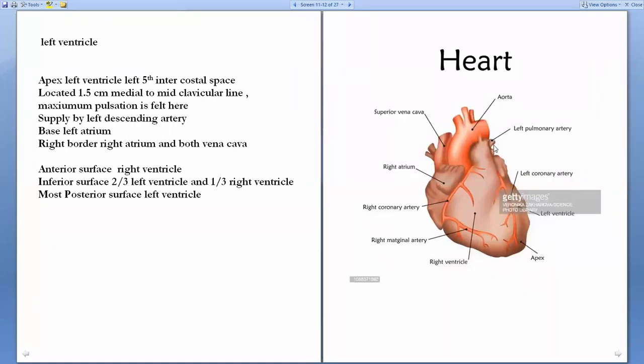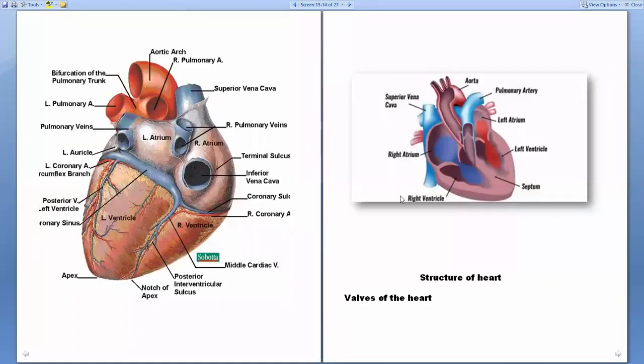And the posterior surface: remember, this is the posterior surface. The posterior surface is formed by the left atrium. This is the left atrium, this is the posterior surface of the heart, and this is the left ventricle. But the most posterior structure is the left atrium. Remember it: the left atrium is the most posterior structure of the heart.